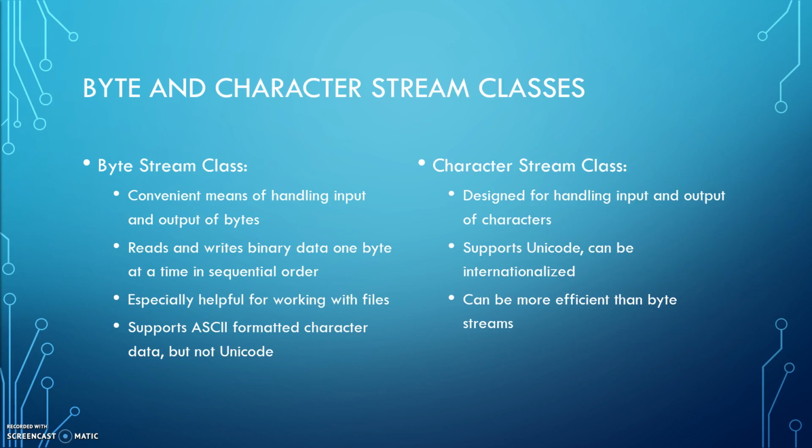Byte and character stream classes. A byte stream class is a convenient means of handling input and output of bytes. It reads and writes binary data 1 byte at a time in sequential order, and it's especially helpful for working with files, but it only supports English, not foreign languages. It can be very convenient for simple or sample classes because you don't have to worry about I/O exception handling.